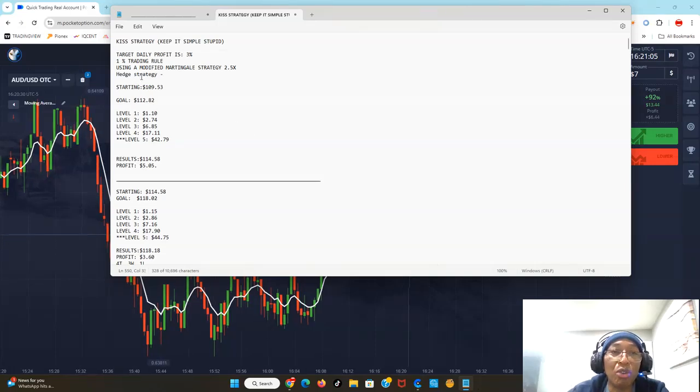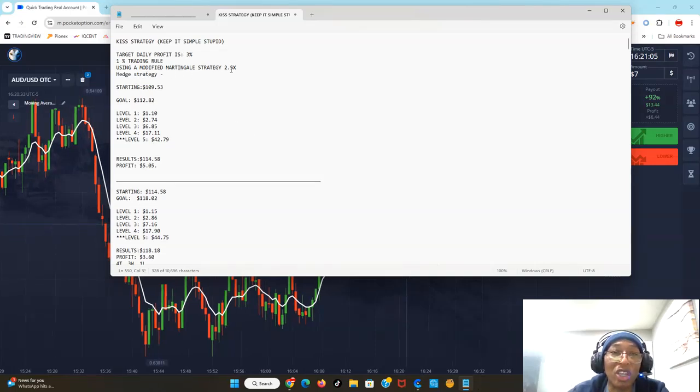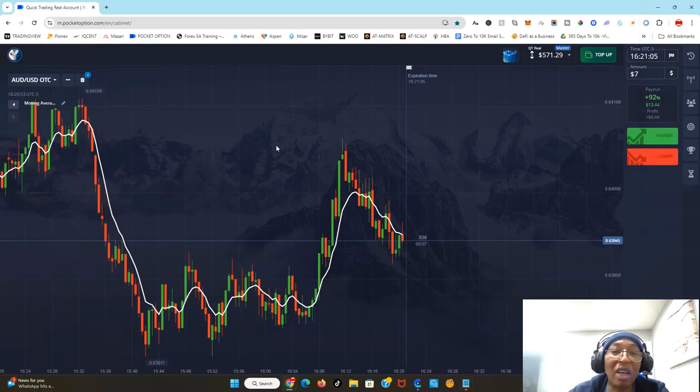And then they're also using a modified martingale strategy of 2.5x. Why I'm saying they are using is because this can vary based on your risk appetite, your risk tolerance. Some people can risk more, others cannot, because they cannot afford to lose anything at all. If you can't afford to lose it, don't trade it. You're going to lose it anyway, because this is a very risky exercise.